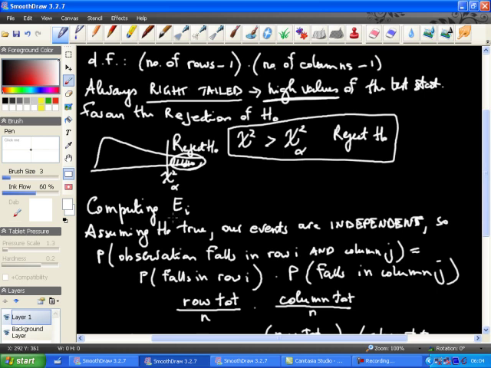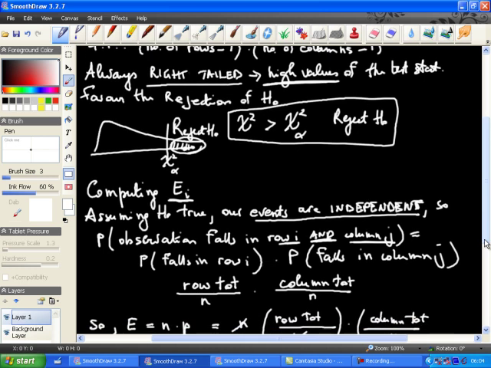Computing the expected values for each cell: if we assume the null hypothesis true, then we are assuming that our events are independent. So, for the probability that an observation falls in a certain row i and column j, we have to use the multiplication rule for independent events. So it's the probability that it falls in row i times the probability that it falls in column j.